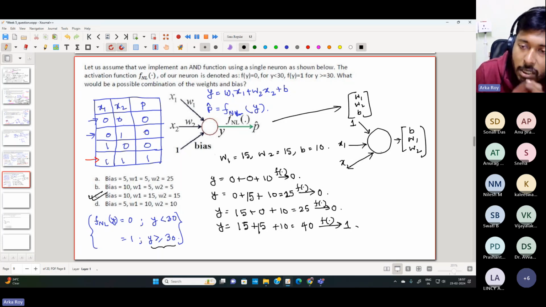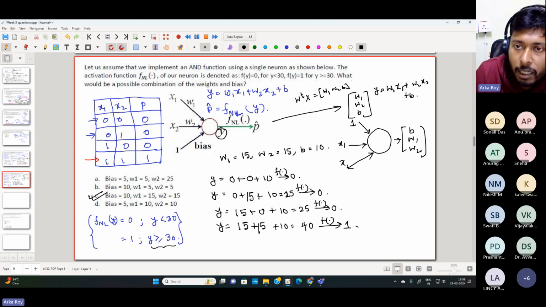Now, as far as the summation is concerned, you can see for both these cases, if I write the equation of y, y will be W1x1 plus W2x2 plus B, because it is weight transpose into X. So your weight, if I take the transpose, is W1, W2, B, and your X is X1, X2, 1. So if you do the multiplication, it will be W1 X1 plus W2 X2 plus B.